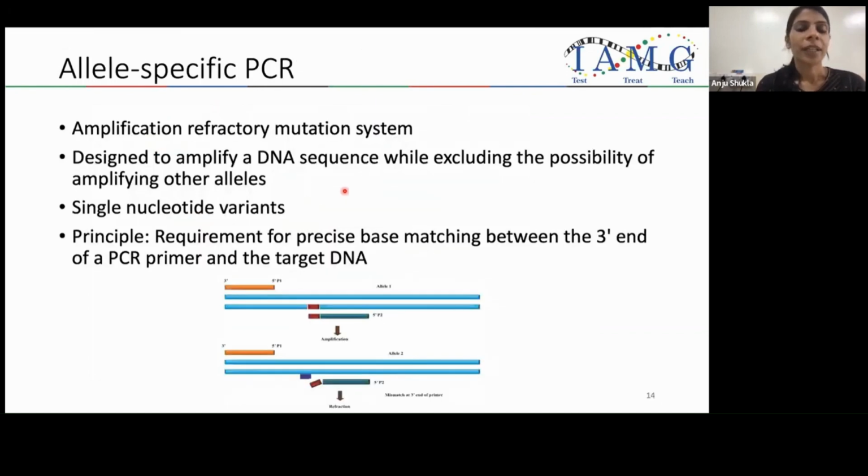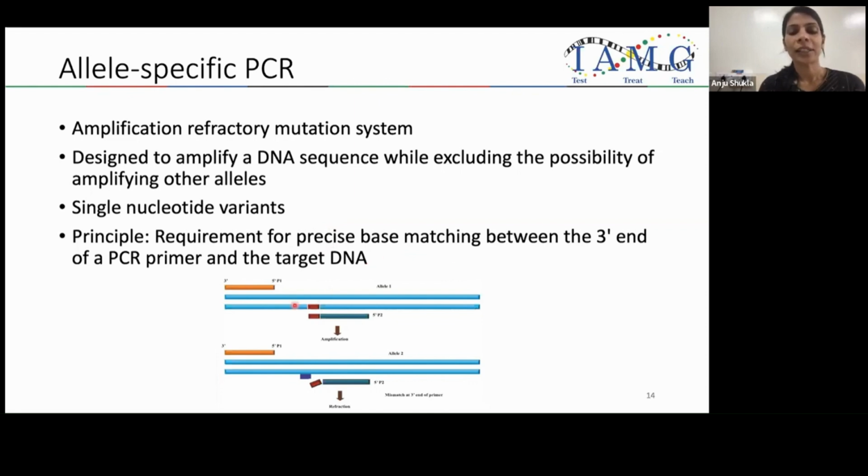So there are some modifications of this PCR that have been used for investigating some genetic disorders. One of these is allele-specific PCR or amplification refractory mutation system, in short also known as ARMS PCR. So ARMS PCR till a decade ago was a very common test that was used for detecting a lot of single nucleotide variants. So the principle of ARMS PCR or allele-specific PCR is a requirement for precise base matching between the 3' end of a PCR primer and the target DNA.